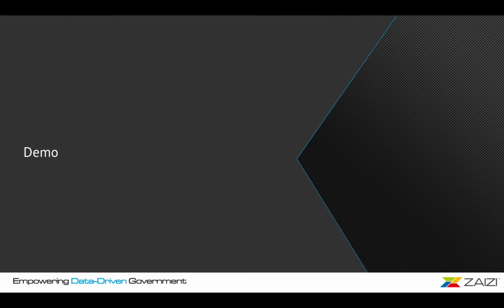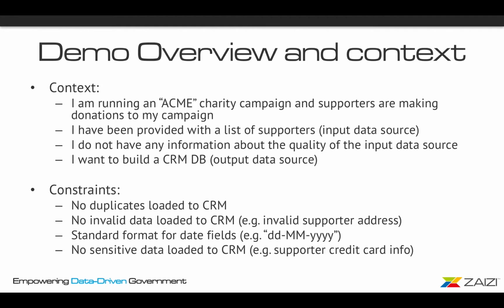Let's have a look at the demo now, and I'm gonna give you a little bit of context. So let's assume that I'm running an Acme charity campaign, and there are supporters who are making donations to my company. So I've been provided with a list of supporters. This will be my input data source. I do not have any information about the quality of the input data source, and from it I want to build a CRM database, which is my output data source.